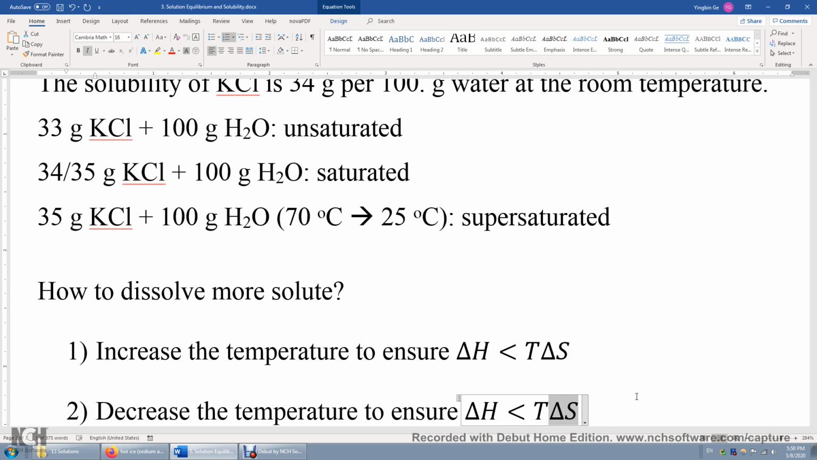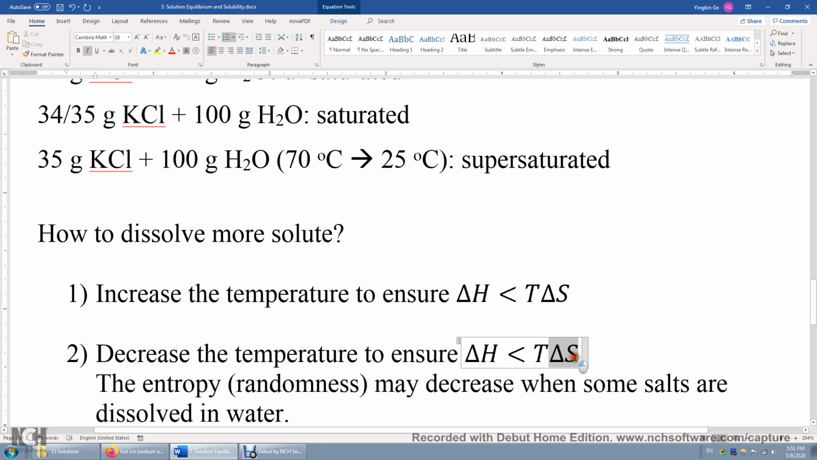Now imagine this situation. When you dissolve an ionic compound in water, it dissociates into positive ions and negative ions. And sometimes these positive ions and negative ions have a very large charge that can attract water molecules tightly around themselves. That actually decreases the randomness of the water molecules. All right, in that case, this delta S is negative. Okay, and usually in these cases, delta H is also negative. Okay, therefore we can still dissolve some of them.